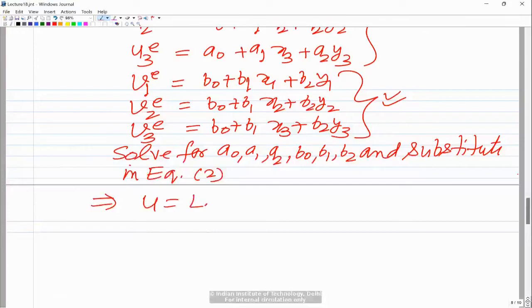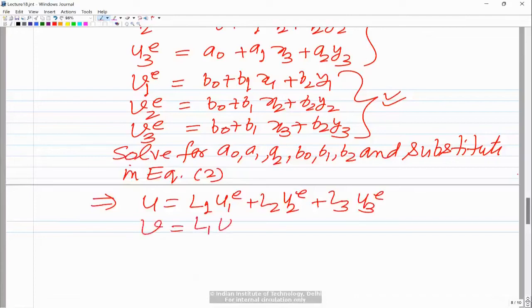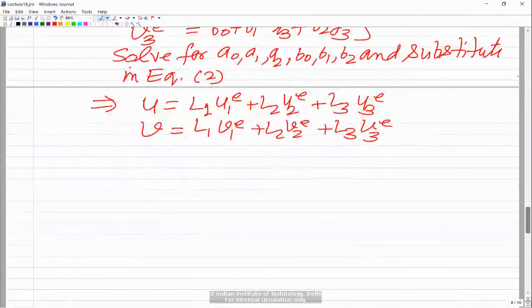So the same area coordinates will be u equal to L1 into U1 plus L2 into U2 plus L3 into U3. So you remember L1, L2, L3 are area coordinates. Their expressions are exactly the same as what we discussed for the heat transfer problem. So similarly, v will be equal to L1 V1 plus L2 V2 plus L3 V3. As usual, we write these in matrix vector form.